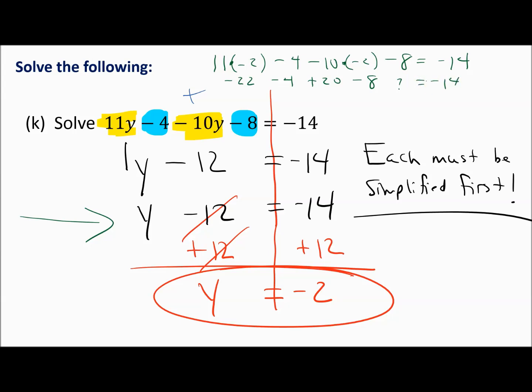Now, got some keep change going on here because this is subtraction. I'm going to write it as plus a negative. This is subtraction. Write it as plus a negative. I have negative 22 plus a negative 4 is negative 26. Negative 26 plus 20 is negative 6. Negative 6 plus a negative 8 is negative 14. That does equal negative 14, so it checks out just fine.